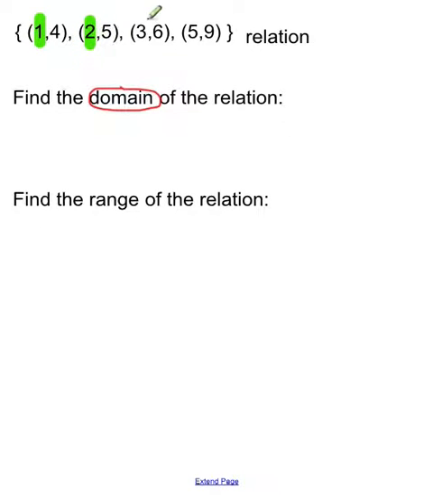2, 3, and 5. Those are my X's. So in order to write my answer correctly, I'm going to start with solution set and list these. 1, then I'm going to do 2, then 3, and then 5, and then I'm going to close my solution set. That's my domain.